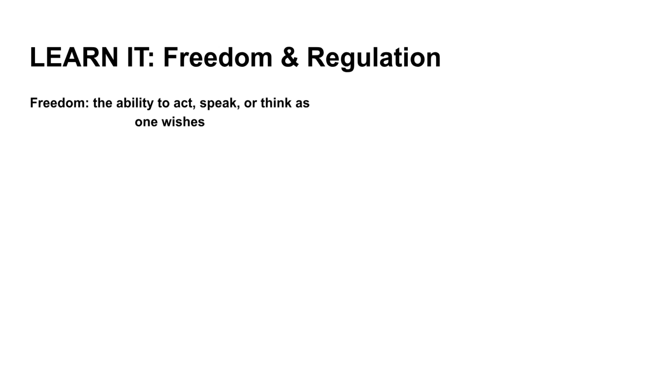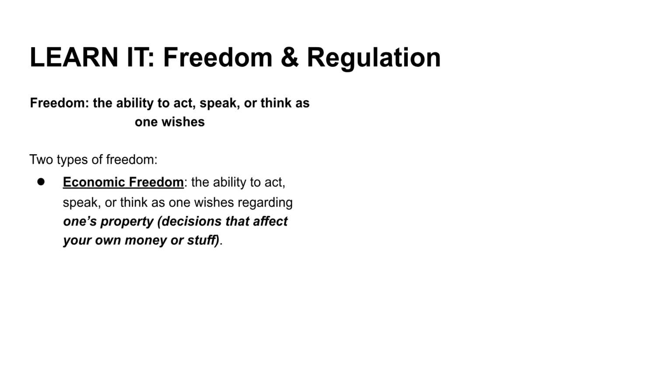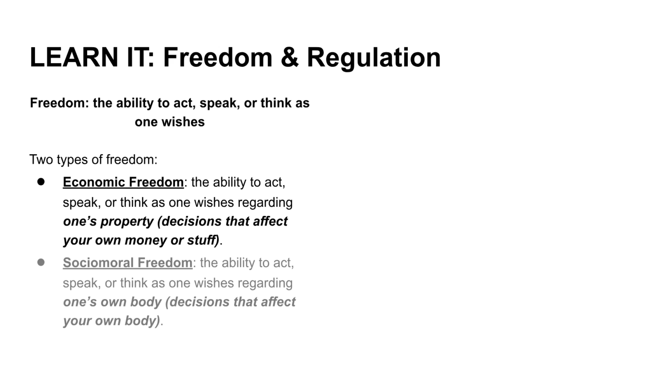Freedom can be defined as the ability to act, speak, or think as one wishes. But we can break the idea of freedom down into two types. The first type of freedom is economic freedom. Economic freedom basically is about your property, your freedom to make decisions about your own money or your own stuff. So think about issues like taxes or anything that might require you to give up some of your personal wealth.